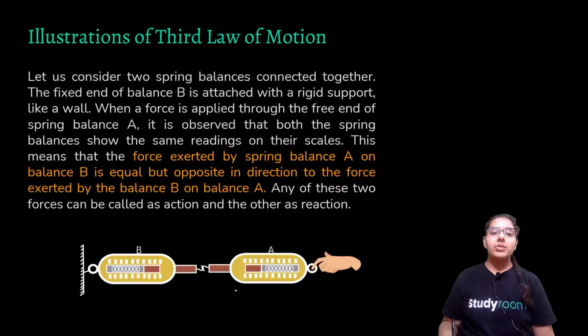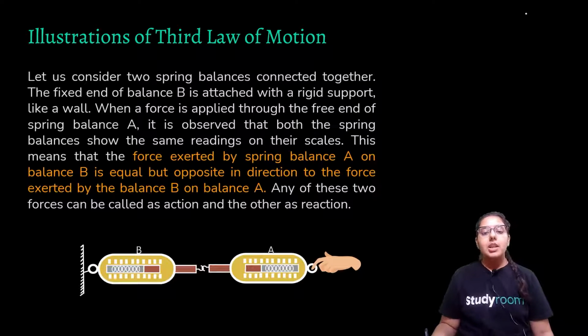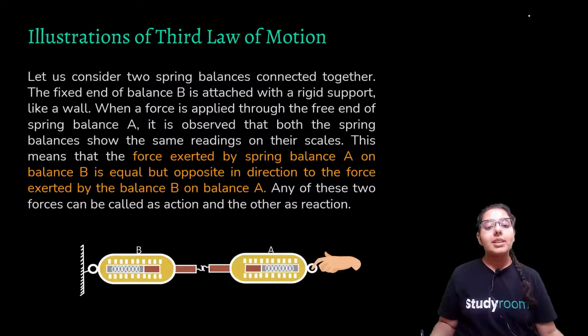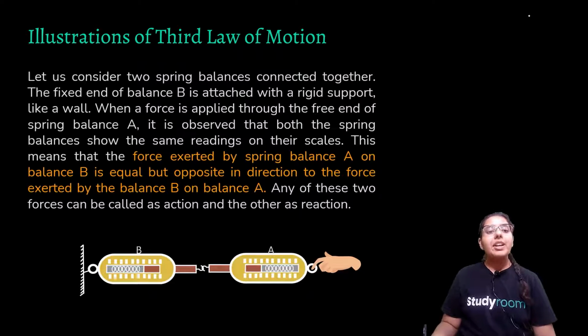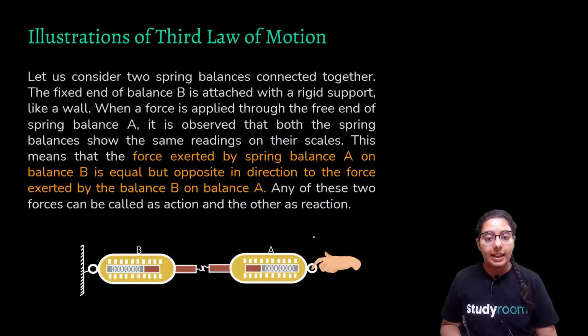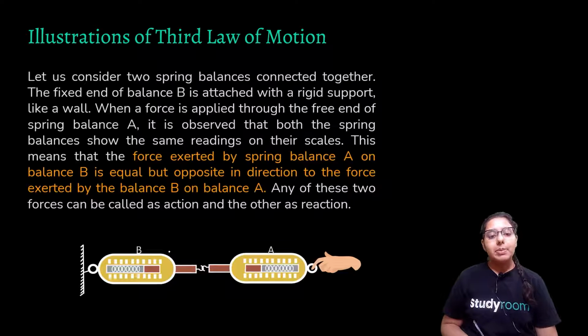So let's have some illustration of the third law of motion. Let us consider two spring balances connected together. The fixed end of balance B is attached to a rigid support like a wall. When a force is applied through the free end of spring balance A, it is observed that both the spring balances show the same readings on their scales. This means that the force exerted by spring balance A on balance B is equal but in the opposite direction to the force exerted by balance B on A.